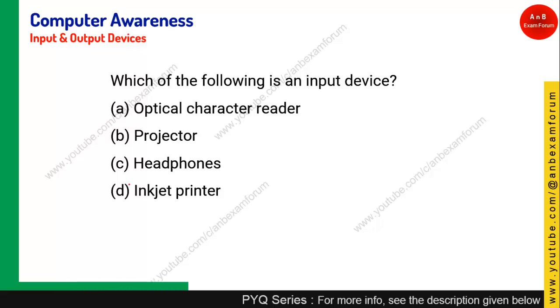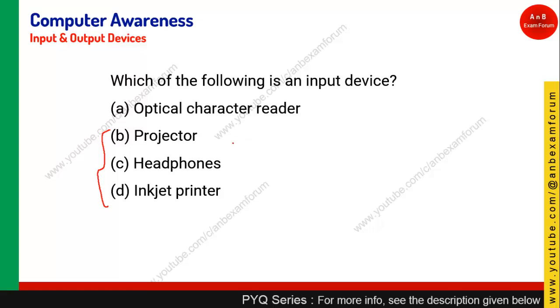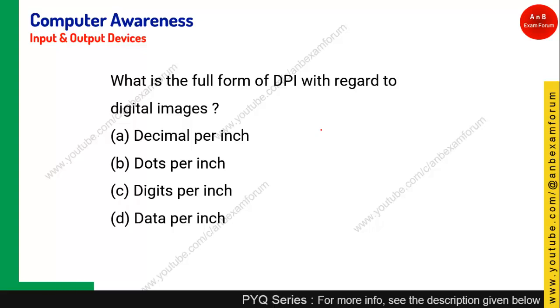Coming to the next question, which of the following is an input device? So a lot of questions. As you know, projector, headphone, and inkjet printer, all these are output devices, whereas optical character reader OCR is an input device. Okay, so option A is the right answer.